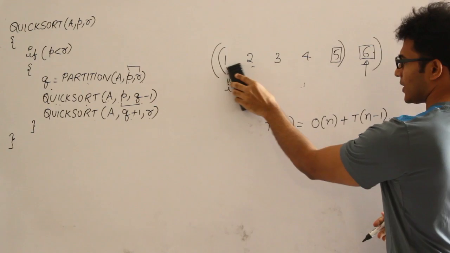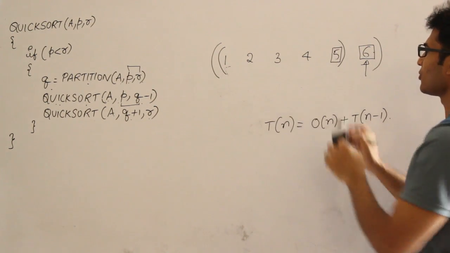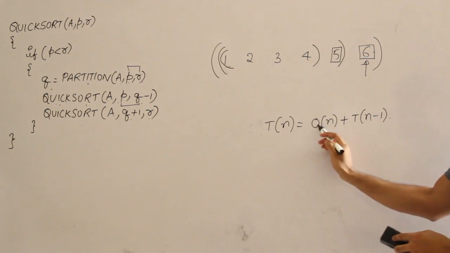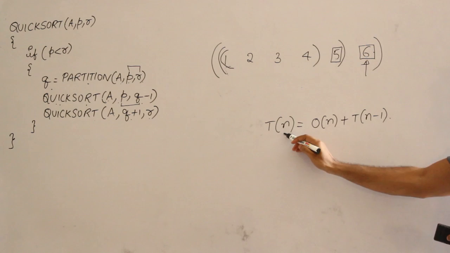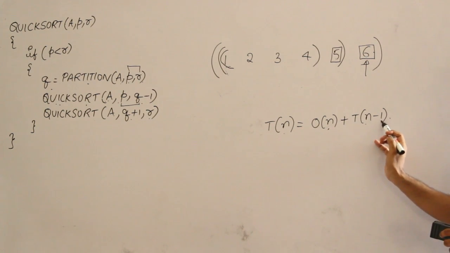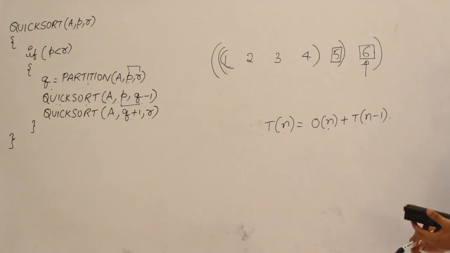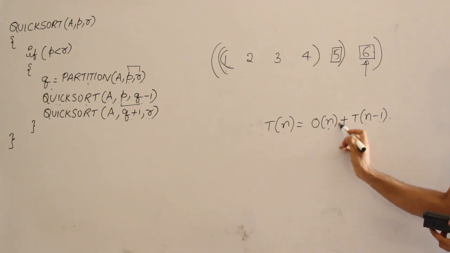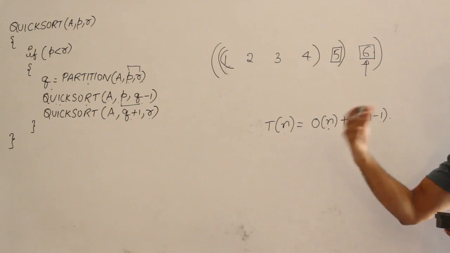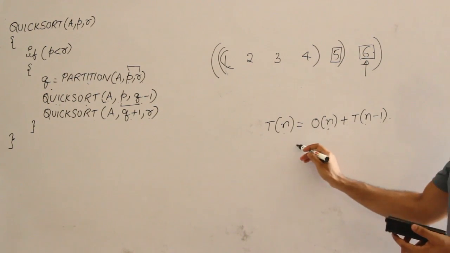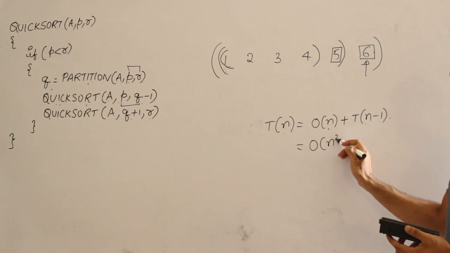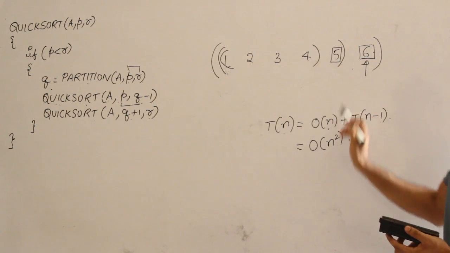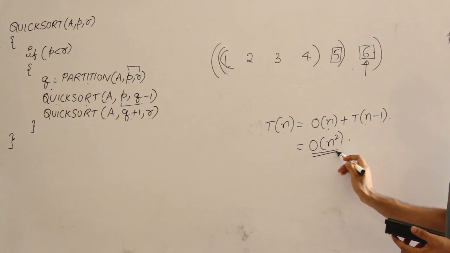Only thing is, after this again we see that the size of the problem is exactly 1 less than the size of the previous problem. Therefore this rule holds, which means T of n equals order of n plus T of n minus 1. If we solve this by putting some constant cn, you can do back substitution. We have already seen that. So we find that this time complexity is order of n square. Therefore, if the input is in ascending order, then the time taken to sort it is order of n square.